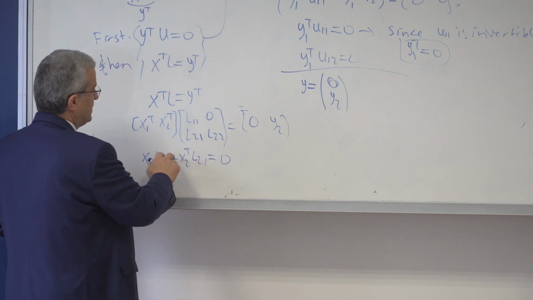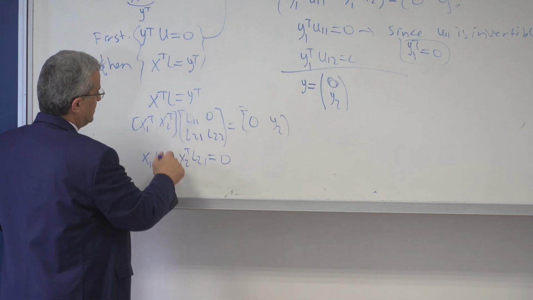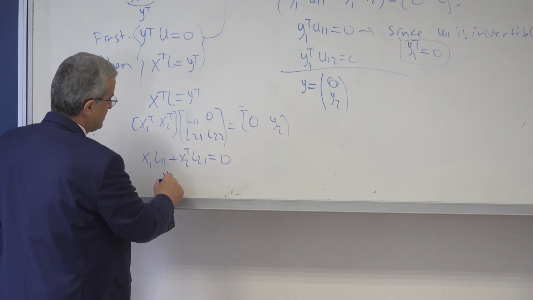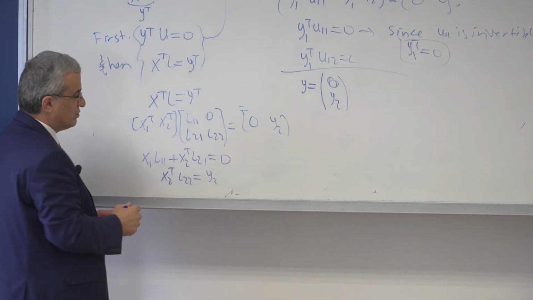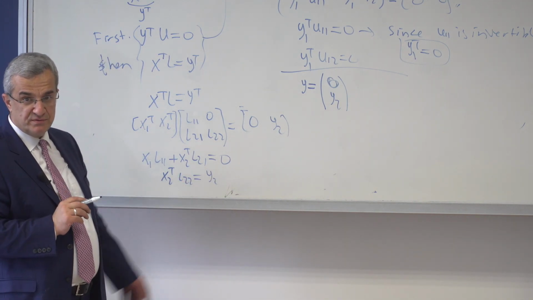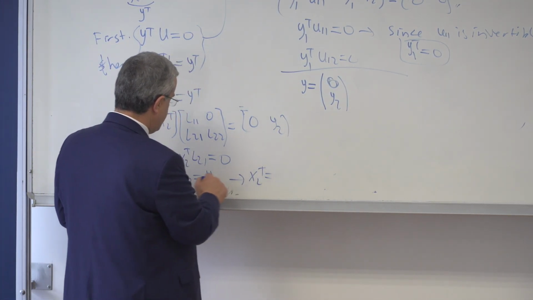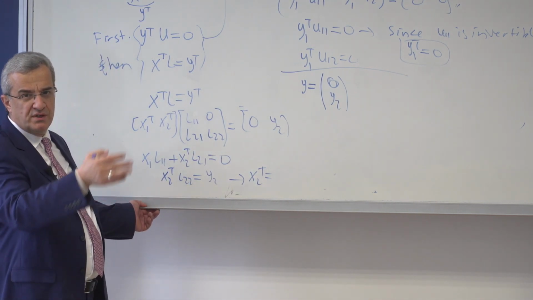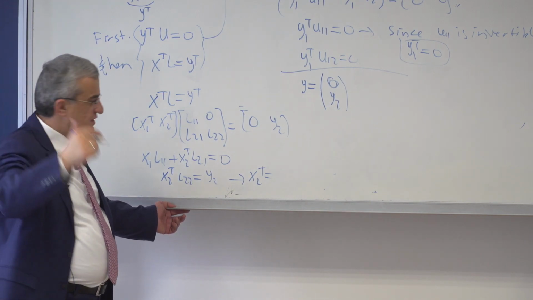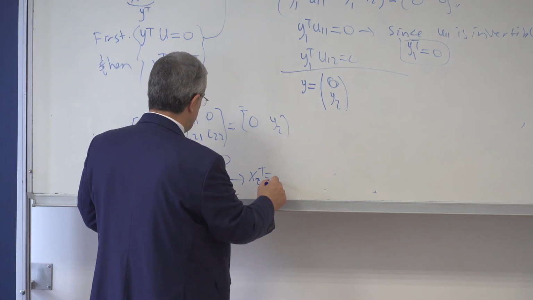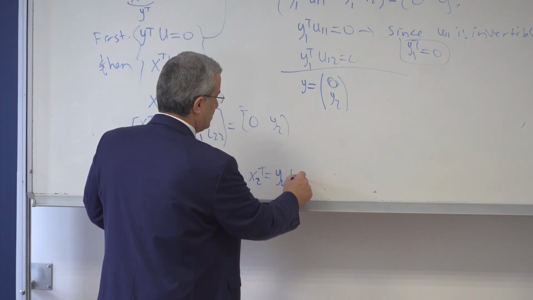Right. And the other equation is X1 transpose times 0 plus x2 transpose times L22 is equal to y2, which is the free variable, right? So x2 transpose is equal to, again, L22 is invertible, right? In L1, you have all these ones in the diagonal. It's a triangular matrix, it is invertible. X2 transpose is equal to y2 L22 inverse.